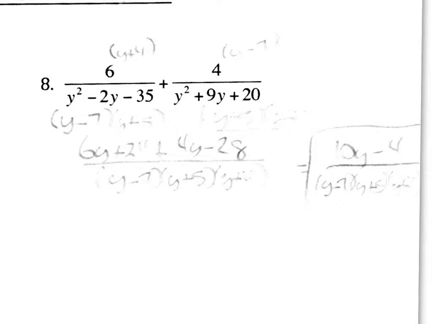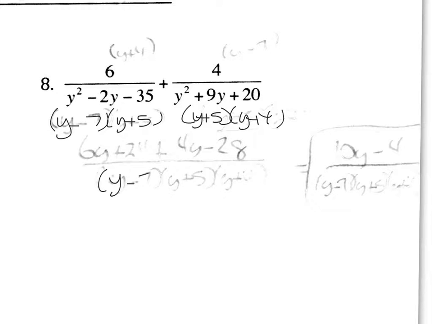I factored this one. I'll try to write on it, guys, but I'm not sure it's going to work very good. And I got y minus 7 right there, and I got y plus 5 right here. When I factored this one, I got y plus 5 and y plus 4. So my LCD became y minus 7, y plus 5, all the factors, and y plus 4.